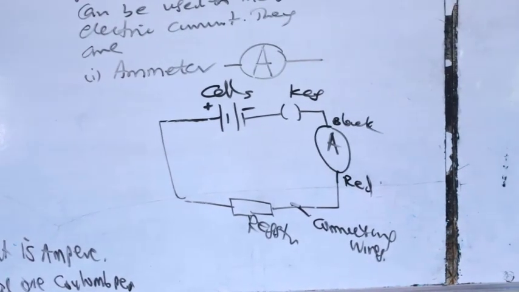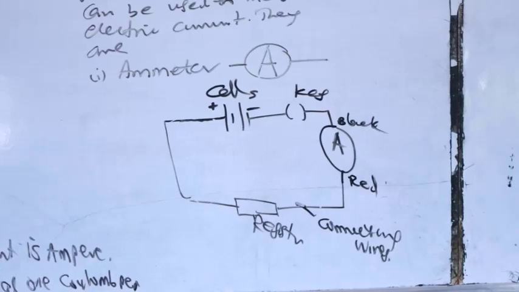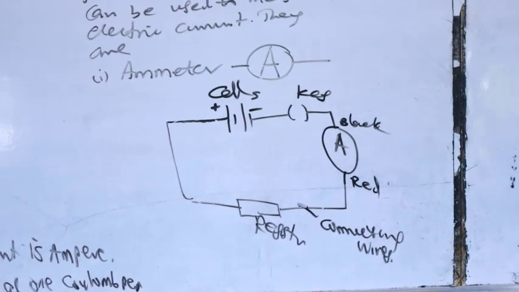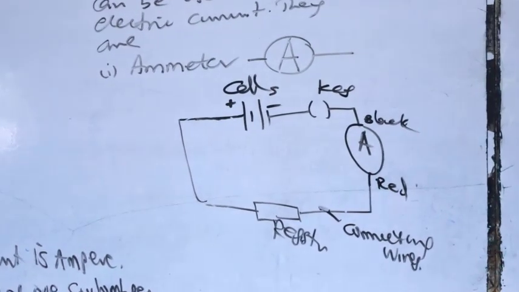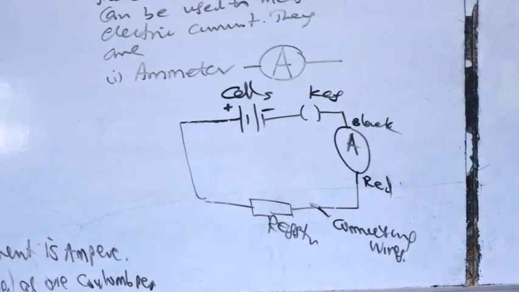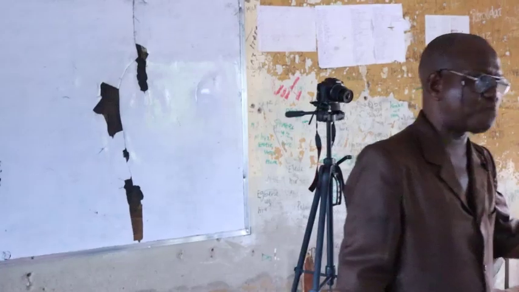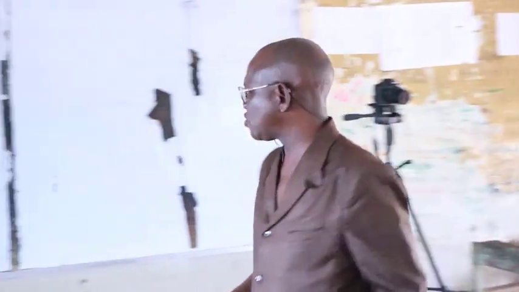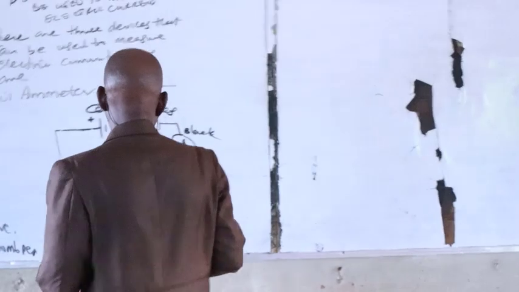Otherwise, if the positive is connected to negative, then you are likely going to damage the ammeter, because you are forcing the ammeter to deflect to where there is no space, and the spring of the ammeter will be damaged. Am I communicating? Now, this is series arrangement of the ammeter.